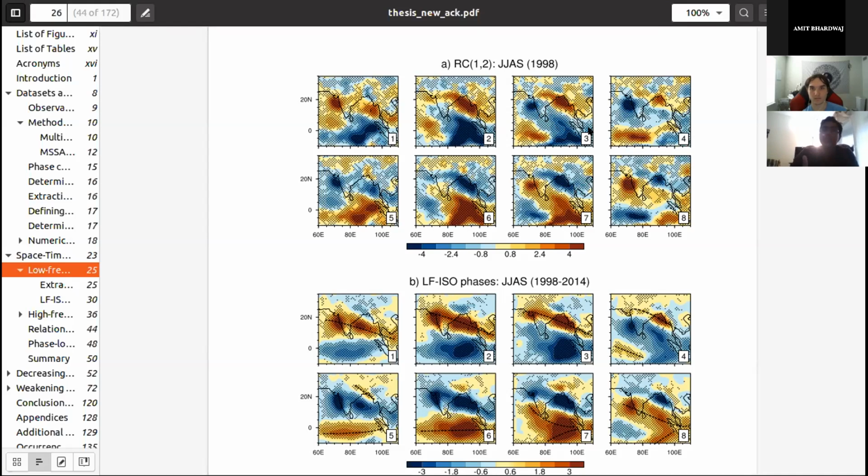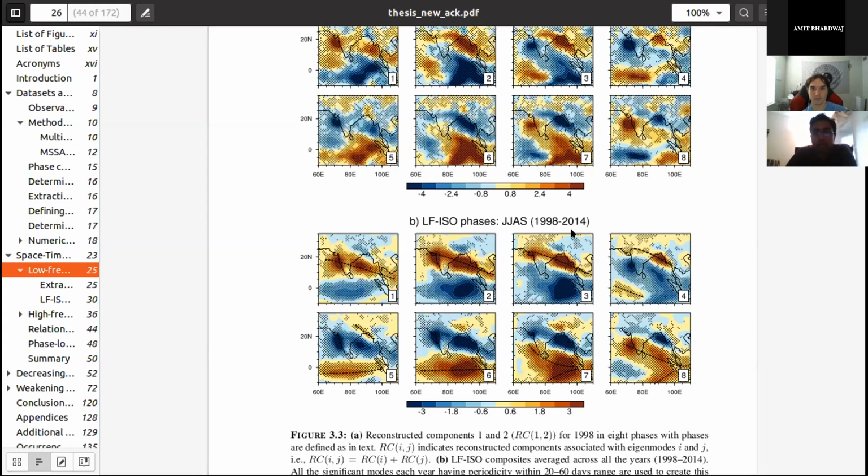Now this is for one particular mode, for one particular year. This looks kind of noisy when you do all the low frequency ISO modes that have periodicity above 20 days. For these 17 years of data, you get these nice structures. But this looks like northward propagation rather than eastward. It has an eastward component over the tropics. Yes, it does have an eastward component.